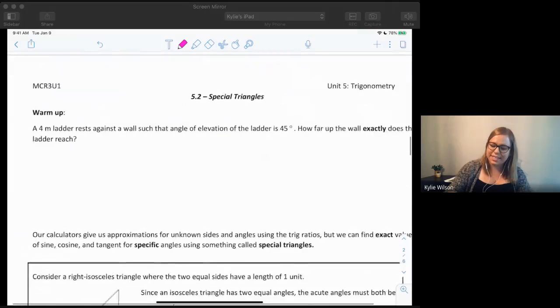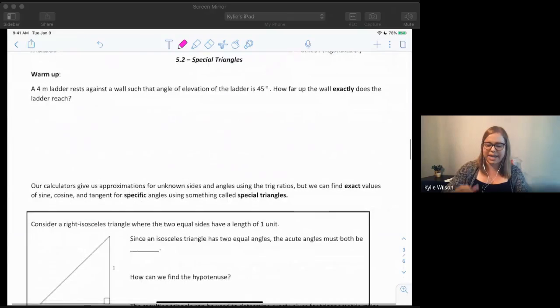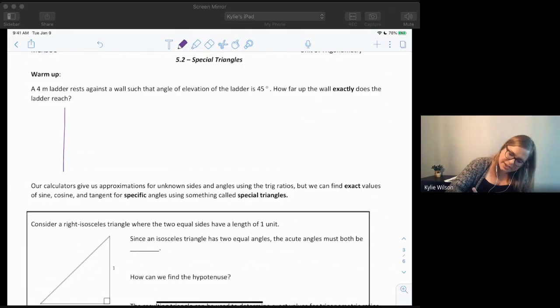So our next lesson is special triangles, and these two are connected because they actually make a lot of sense together. So let's start with a little bit of a warm-up or practice. A 4-meter ladder rests against a wall such that the angle of elevation of the ladder is 45 degrees. How far up the wall exactly does the ladder reach? So let's start by drawing a diagram. There's my wall, and there's my floor. And I'm going to lean a ladder up against it, like this. There we go. It's beautiful.